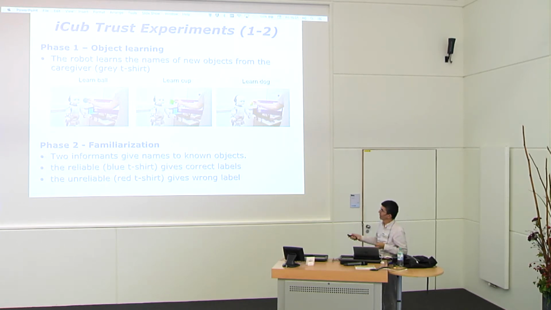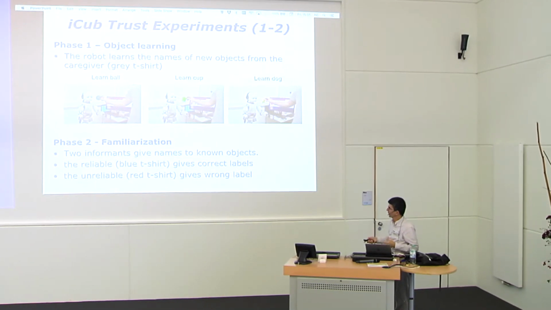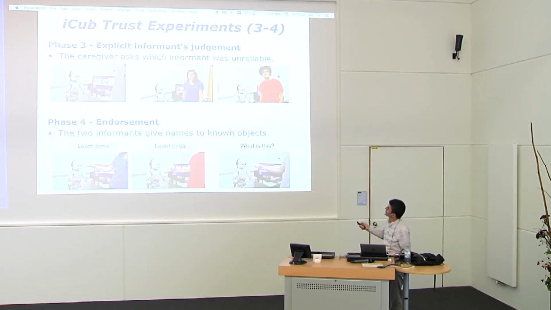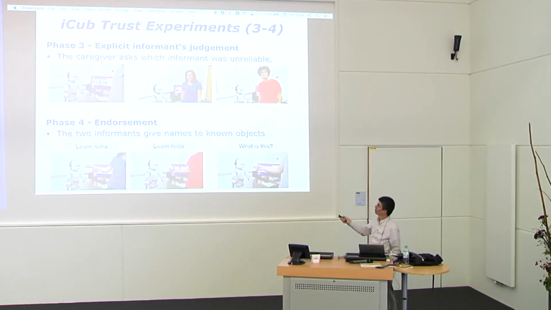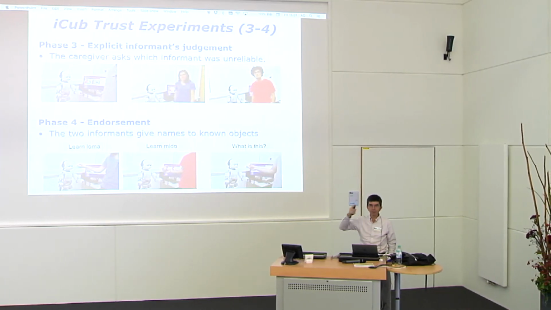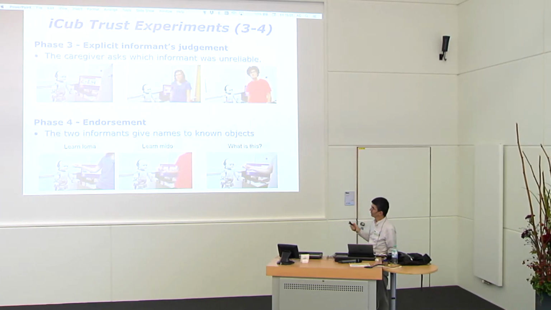And now you get familiarized with the two informants, the two speakers. The blue t-shirt, always reliable, same labels; the other one, wrong labels. Then third stage, you ask the robot to tell you which one is the reliable and unreliable person, by using the color, of course, looking at your history of the changes of your belief network, to have the two different theories of mind.